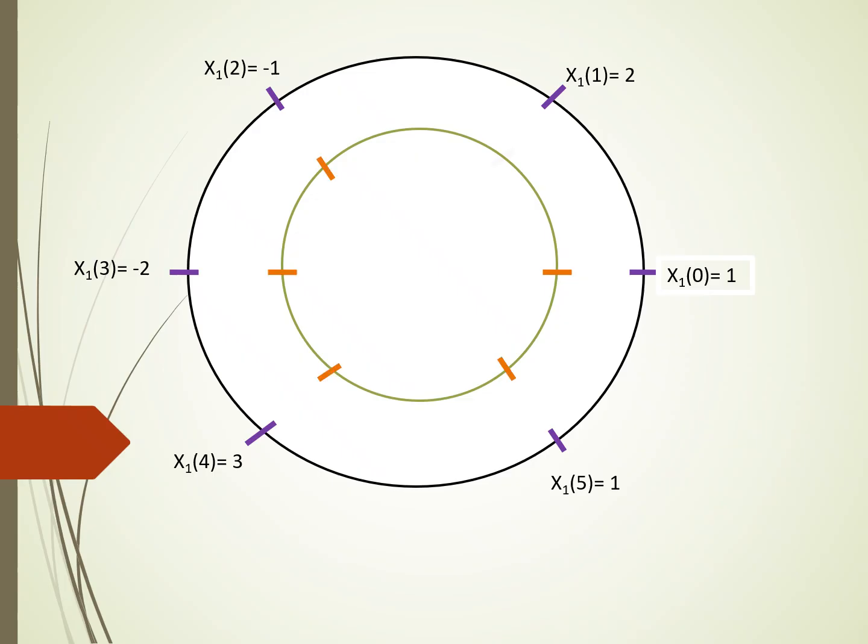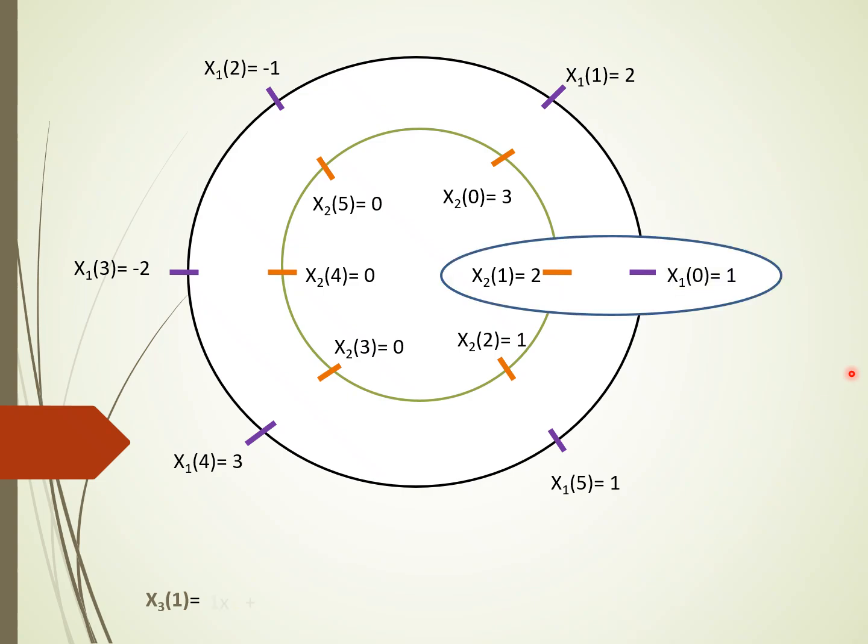In the inner circle, place equally all the 6 samples of x2 of n. Earlier, the origin point was here. We need to push it by 1 unit along this side and place the subsequent values of x2 of n along the clockwise direction, as shown here, and find the value of x3 of 1.